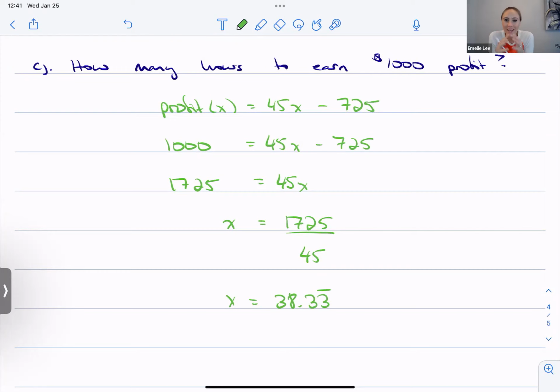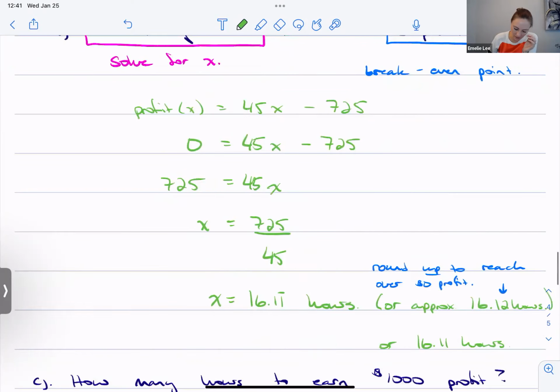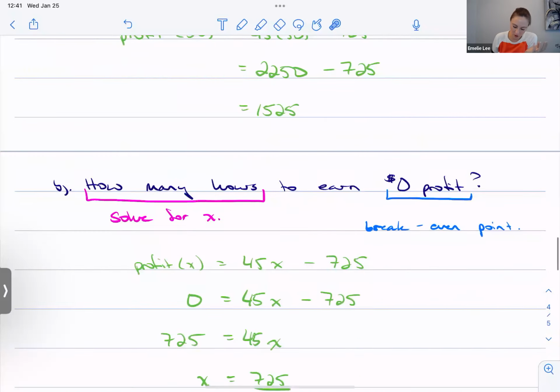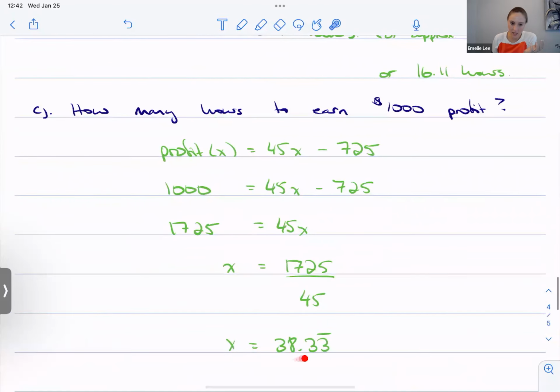Does that make sense? We want to check our work. It does make sense, because at 50 hours, like we said, we made a profit of 1525. So we knew it was going to be less than 50 hours, and 38.33 is less than 50 hours. But it's still kind of in the ballpark. So our answer makes sense. Nice.